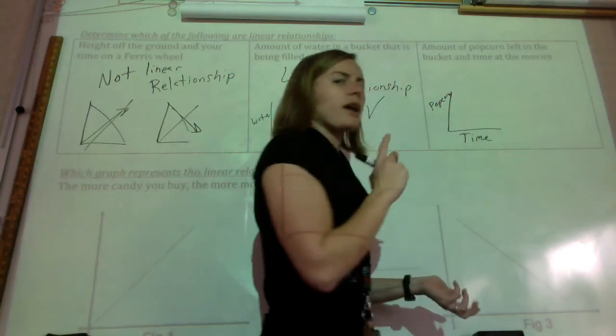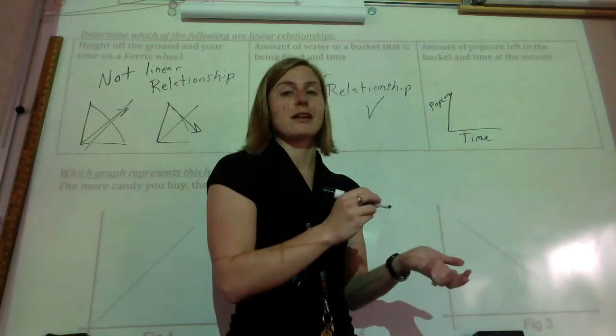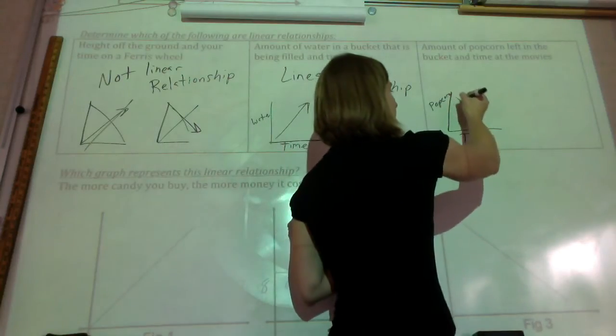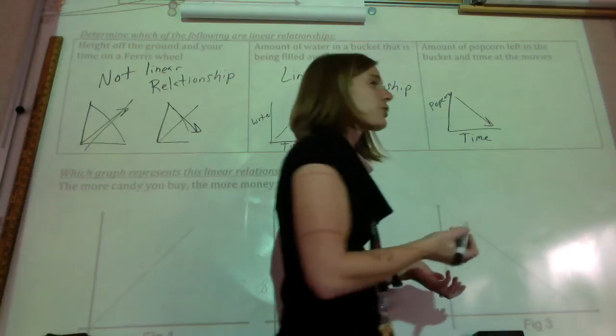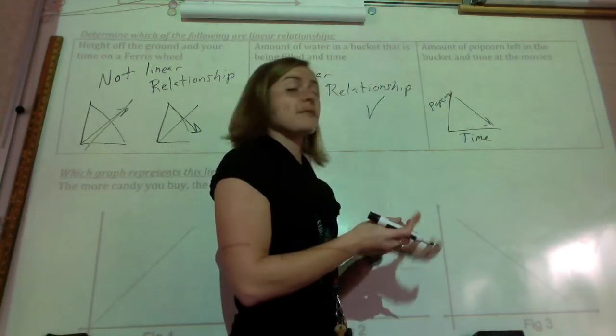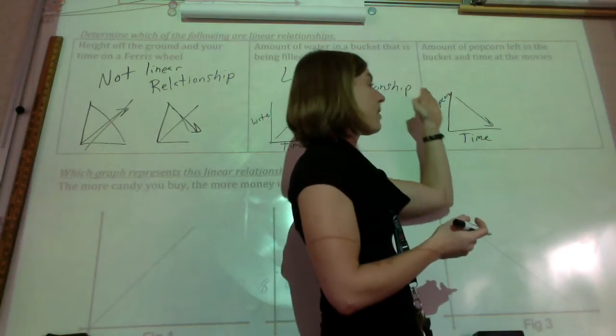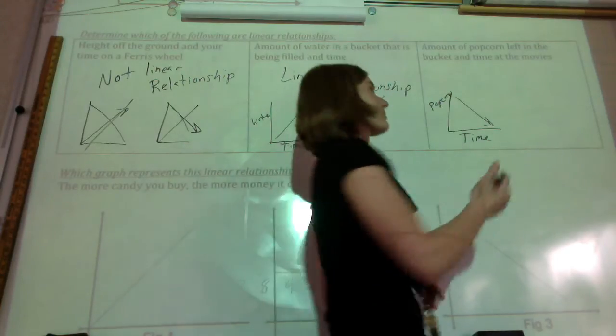Now, is this going to be going up? It'd be nice if the popcorn amount could increase, but of course that's not going to happen. As time goes on, the amount of popcorn in my bucket should go down. As long as it's a fairly consistent rate, this is going to be a linear relationship because as more time goes on, I'd expect the popcorn amount to go down.